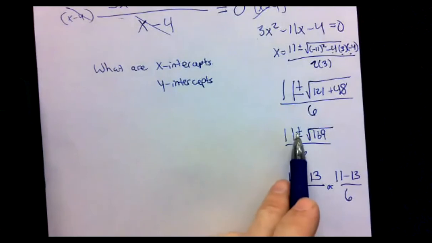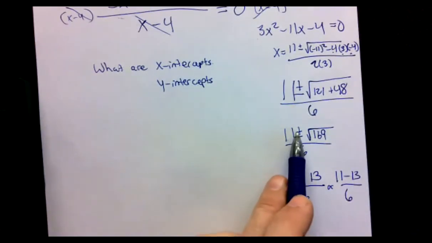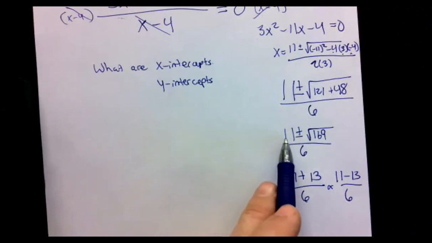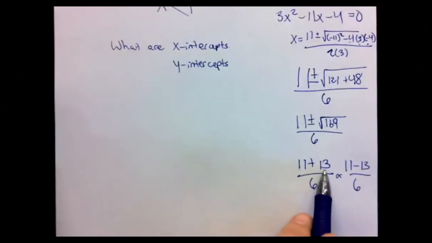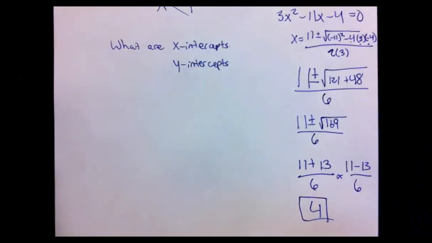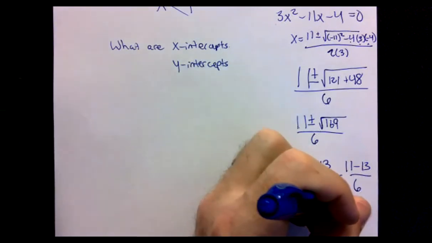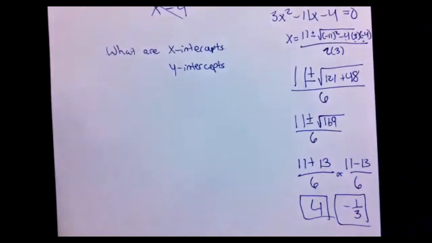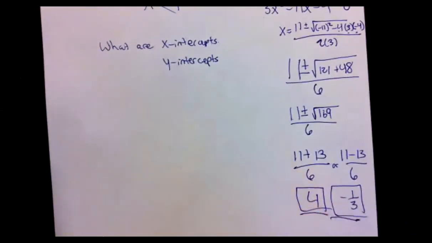Okay, so now we break up the plus or minus. Again, the square root of 169 is 13, so we get 11 plus 13 over 6, and then 11 minus 13 over 6. So 11 plus 13 is 24. 24 divided by 6 is 4. 11 minus 13 is negative 2. Negative 2 divided by 6 is negative 1/3. So I should have x-intercepts at 4 and negative 1/3.